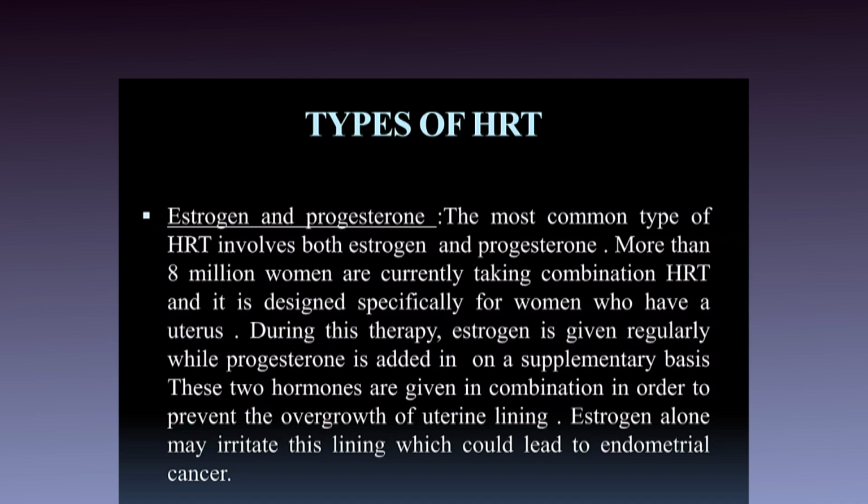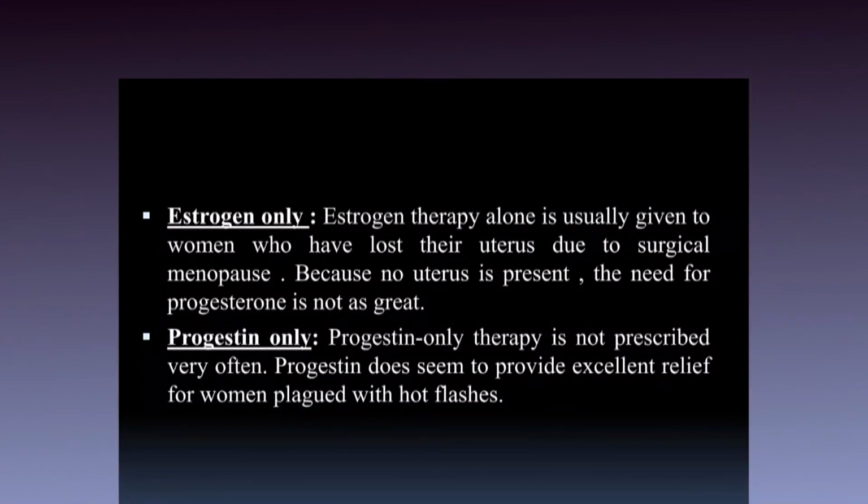These two hormones are given in combination in order to prevent the overgrowth of uterine lining. Estrogen alone may irritate this lining, which could lead to endometrial cancer. We can use estrogen only. Estrogen therapy alone is usually given to women who have lost their uterus due to surgical menopause. Because no uterus is present, the need for progesterone is not as great.